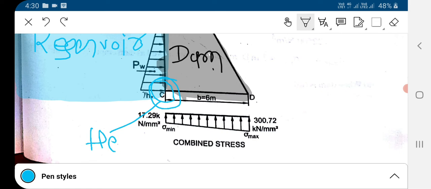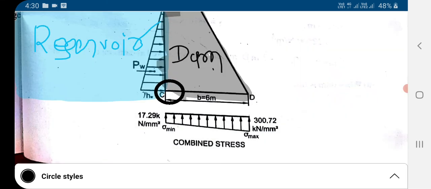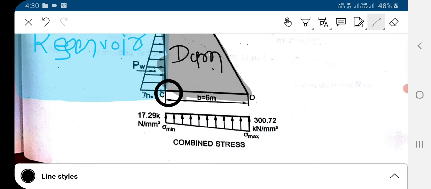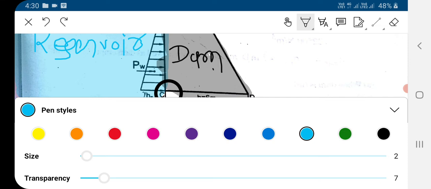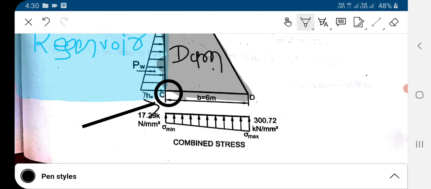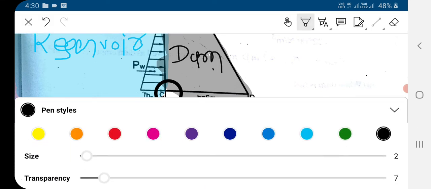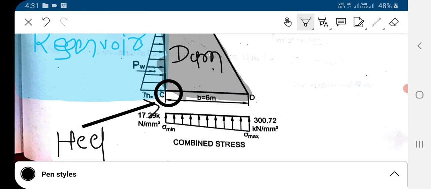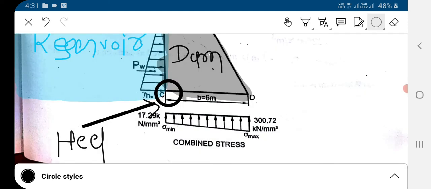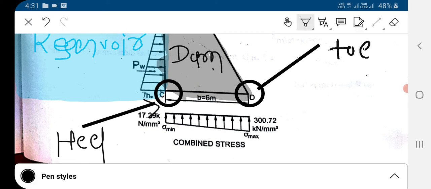So this point is known as the heel for the dam, and this point is known as the toe for the dam. So this point is known as the toe for the dam.